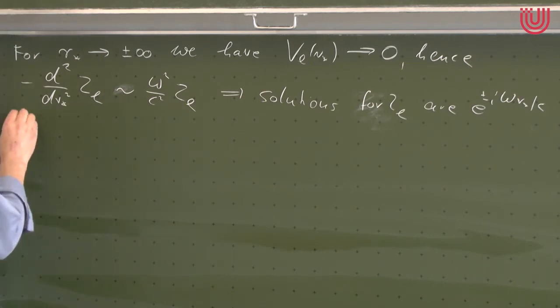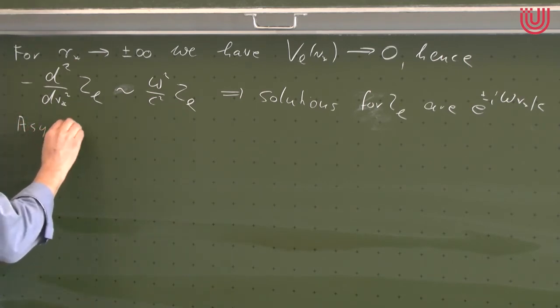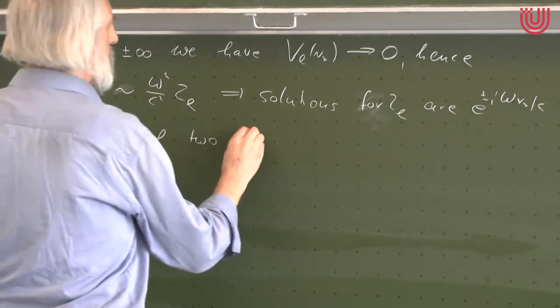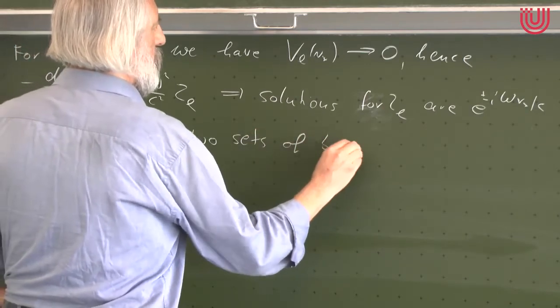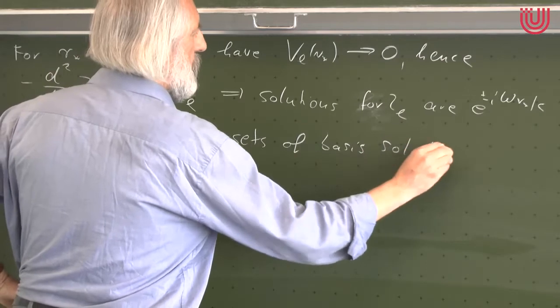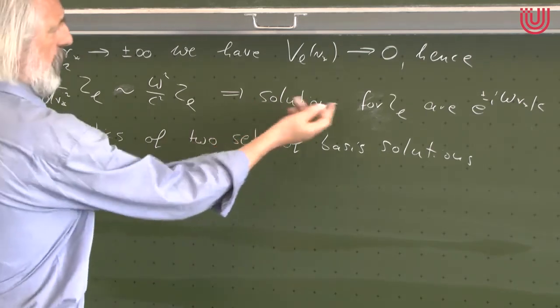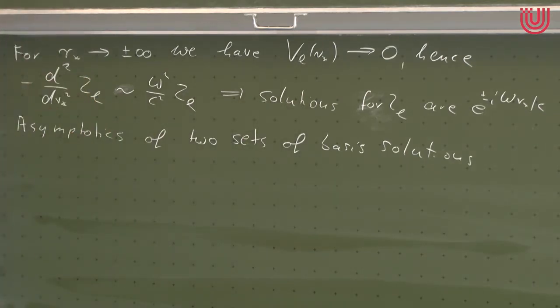So we have asymptotics of two sets of basis solutions. Yeah, it's a second order linear differential equation, so two linearly independent solutions give a basis for the set of all solutions. If we consider this asymptotic near the horizon, then we get two basis solutions. And if we do it at infinity, we also get two basis solutions. Unfortunately, they are different. So they cannot be directly identified with each other, and this makes the whole business a little bit difficult.